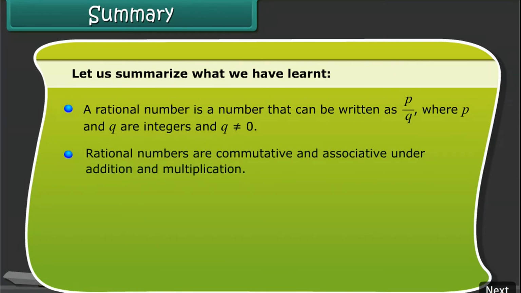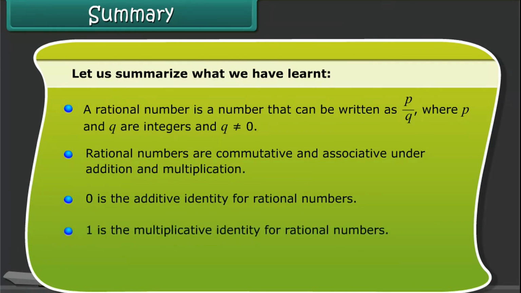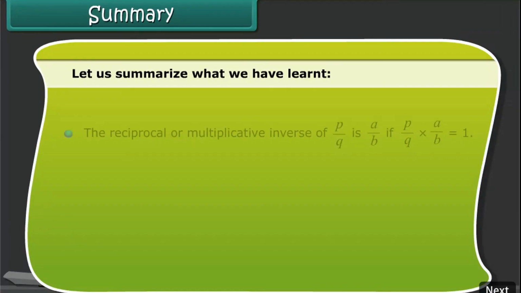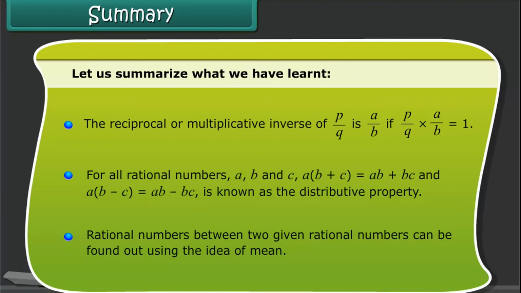Rational numbers are commutative and associative under addition and multiplication. 0 is the additive identity for rational numbers. 1 is the multiplicative identity. The reciprocal or multiplicative inverse of a rational number is also called its multiplicative inverse.